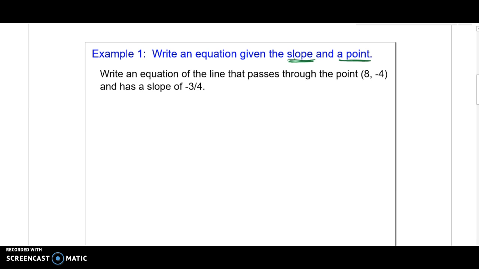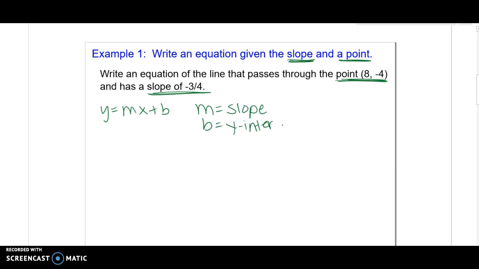It says, write an equation of a line that passes through the point (8, -4), and has a slope of -3/4. So these are the pieces of information that we know. So let's go ahead and start trying to build our equation with the information that we have. We have y equals mx plus b. We know our m is our slope, and our b is our y-intercept.